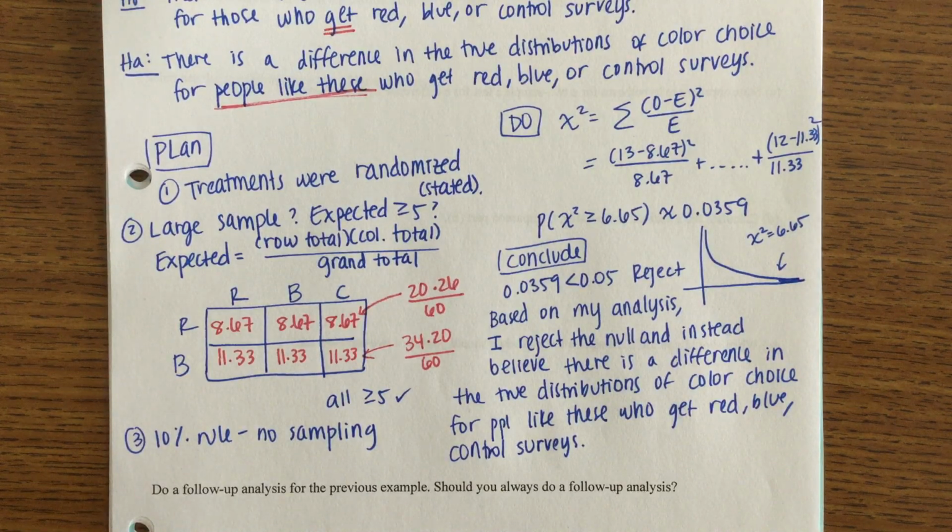Okay, what does that mean practically? Like if you were talking to someone who wasn't in statistics? You believe this matters. What? The color of the survey matters. Yeah, the color of the survey somehow affects the wrapper of the candy that people are choosing.